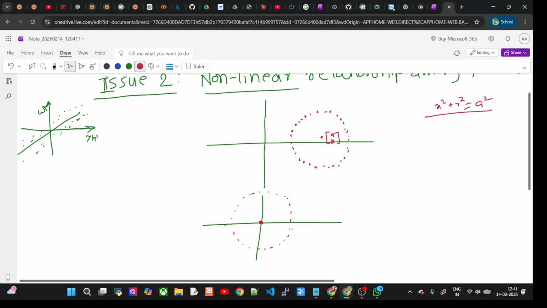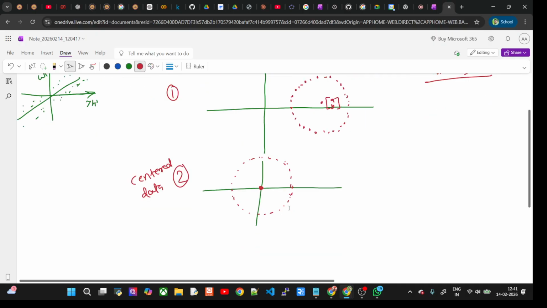Okay, at this point, step 1: you got the data, the centered data, by subtracting the mean. You calculate the mean of these values and you get the centered data. Centered means the origin is at (0, 0), so this a and b become 0 and 0. From the centered data, you get one baseline, W1.